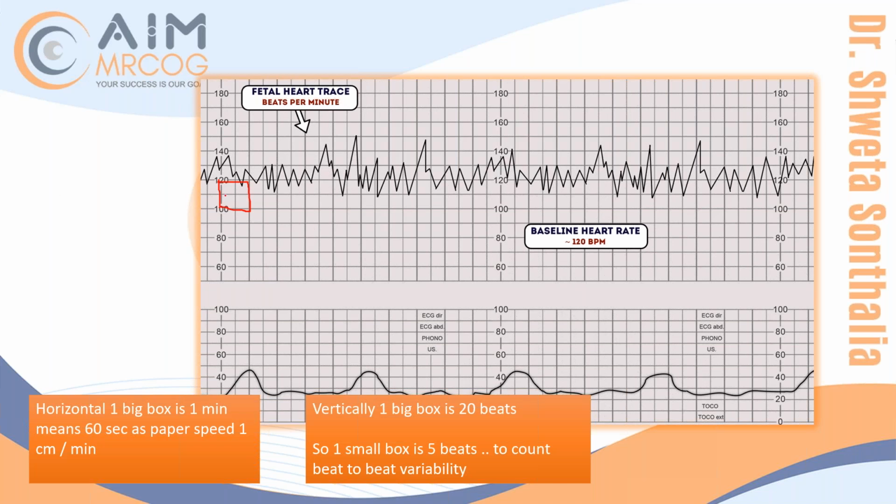So why is it important to understand? Because if one small box you see, the variability will be 5 beats. If the big box you see, the variability will be 20 beats, right? So if you see here, the variability from here till here, this is 20 beats and 10 more beats. So this is 30 beats. So this is how you calculate your variability. So you have to understand, very important.